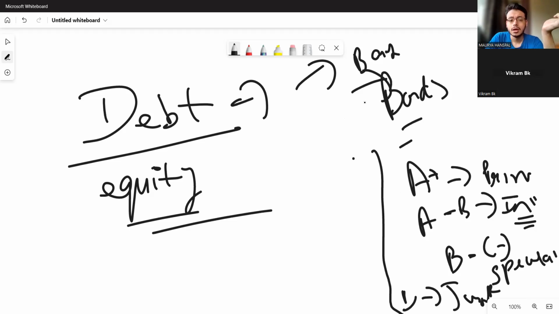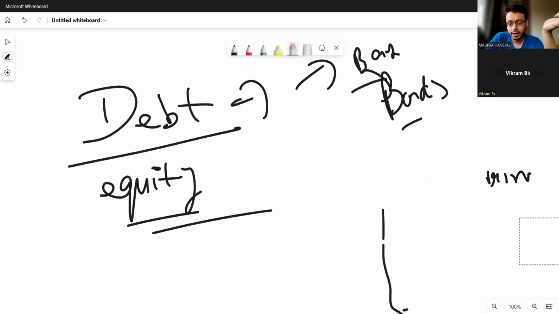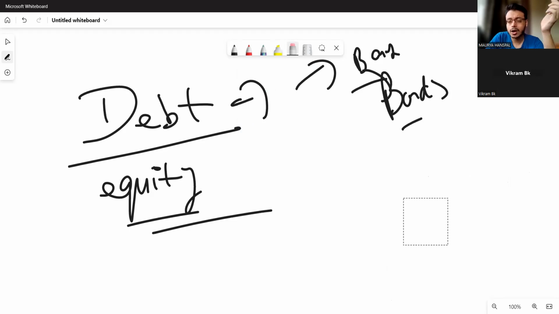Okay. Now I'll just remove this and come back to the topic. Right. So debt we understand, like how the company can raise debt? And the second way the company can raise money from the market is through equity. The company can float shares in the market.